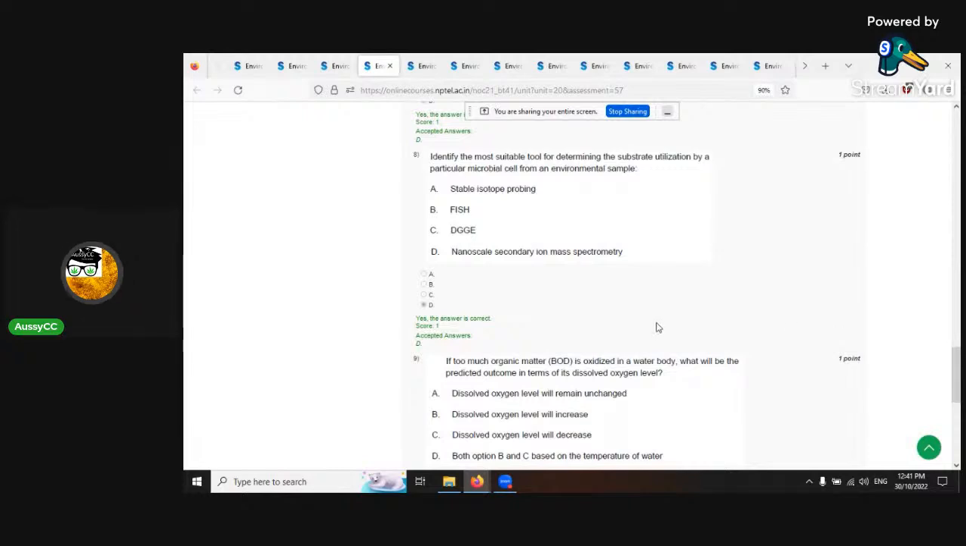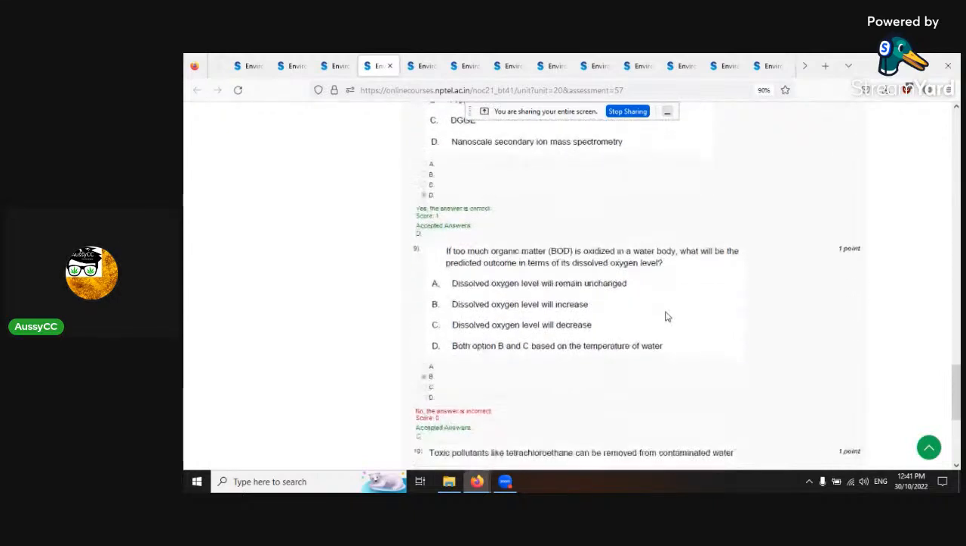If too much organic matter, biological oxygen demand, is oxidized in the water, what will be the predicted outcome in terms of the oxygen, the DO levels? Well, DO will go down, down, down. C.